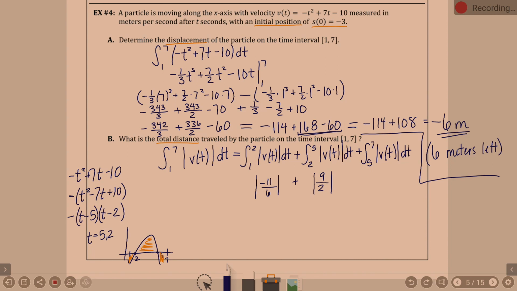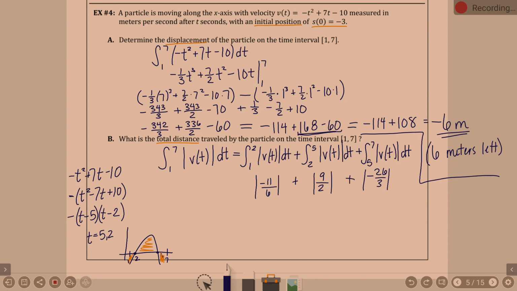Does it make sense that that one came up positive? It's that middle section, yes? And then we've got one more piece. Five to 7. Negative 8.6 repeating, which as a fraction is negative 26/3.